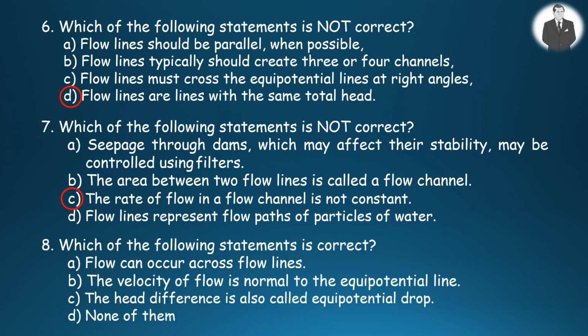And the final question, which of the following statements is correct? Which one? Yes, the answer is B. The velocity of flow is normal to the equipotential line. Jolly good.